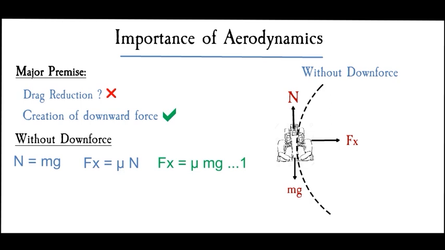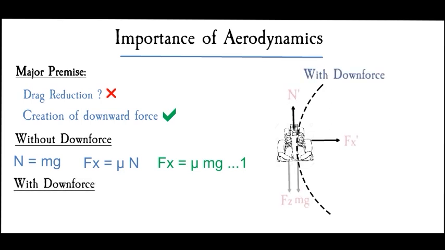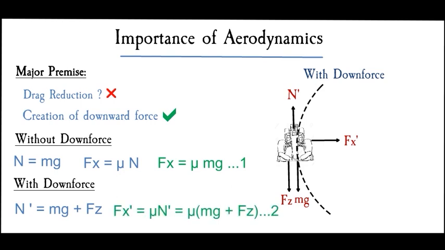Now if we provide the downward force Fz to the vehicle, then the new normal reaction N prime becomes mg plus Fz. Hence, the frictional force in this case, Fx prime, is equal to mu times N prime, and that is equal to mu times (mg plus Fz). Clearly, we can see that Fx prime in equation 2 is greater than Fx in equation 1. Since this friction provides the necessary centripetal force to complete the turn, the vehicle can corner with greater speed when the frictional force is greater. That is, in the second case, when we provided the downward force.